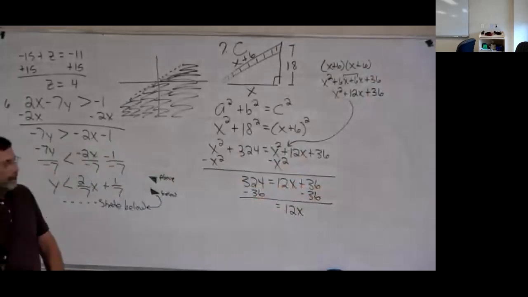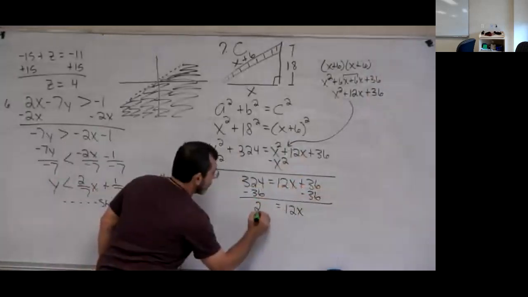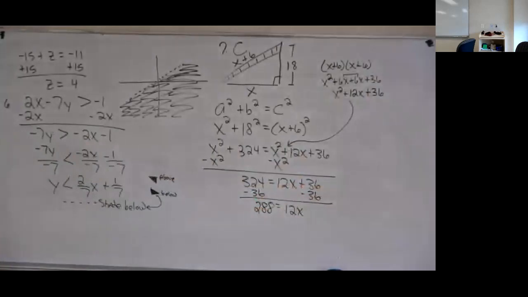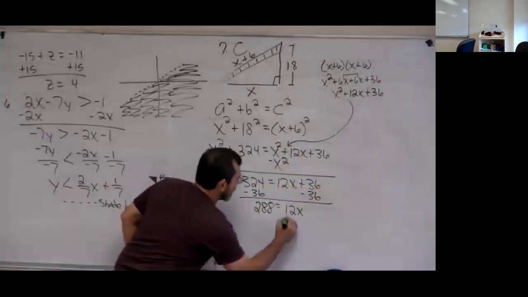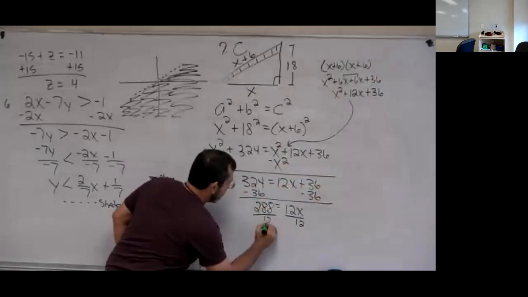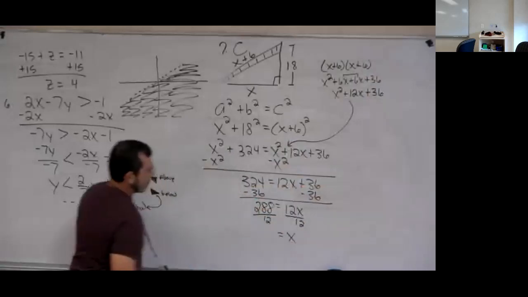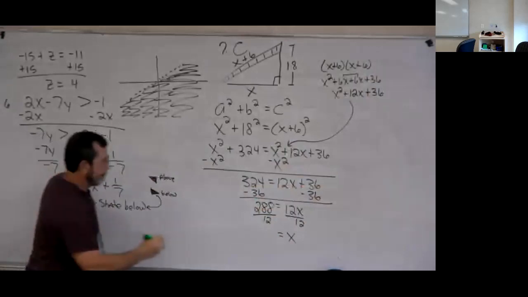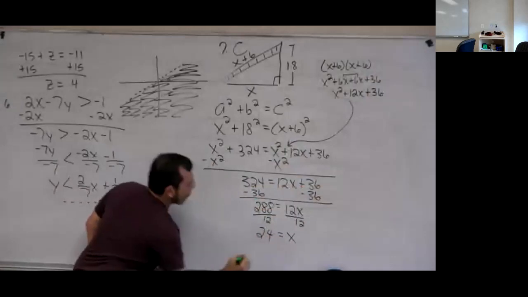What's that going to give me? 324 minus 36, 288. You know, guess what? 288 will divide by that 12. So divide both sides by 12. Was that 24? 24. So 24 equals my x.